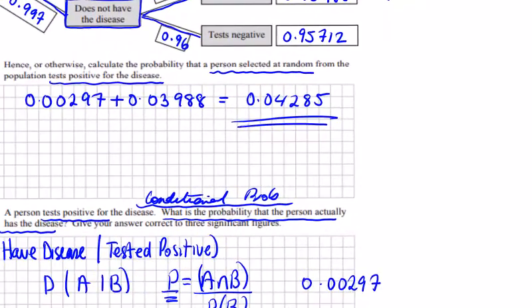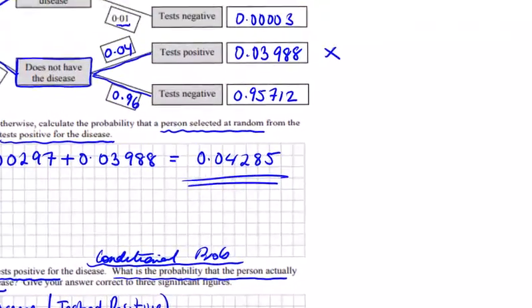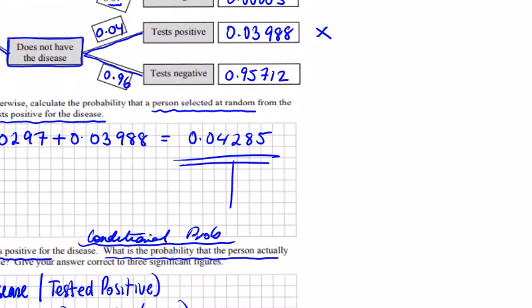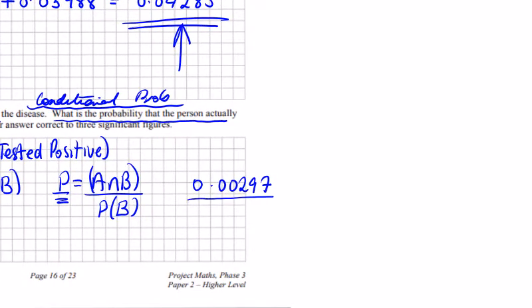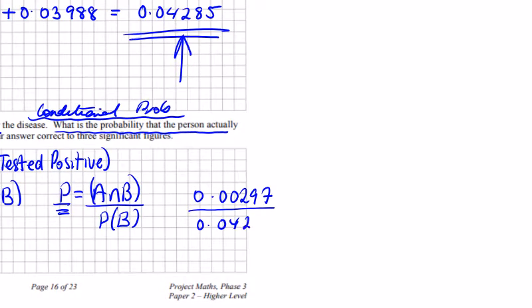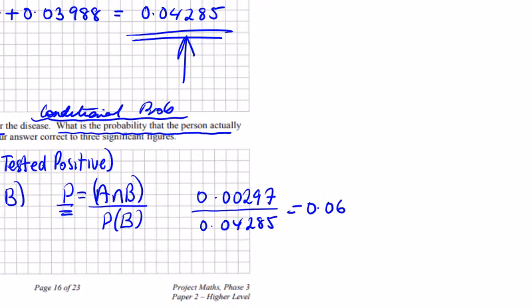And then on the bottom, we're going to have the probability of B, that they've tested positive, which is actually the answer to the previous part. So it's basically the real positives out of the total of positives. 0.00297 over 0.04285 gives me 0.0693, that's 6.93%. Now what's the question?